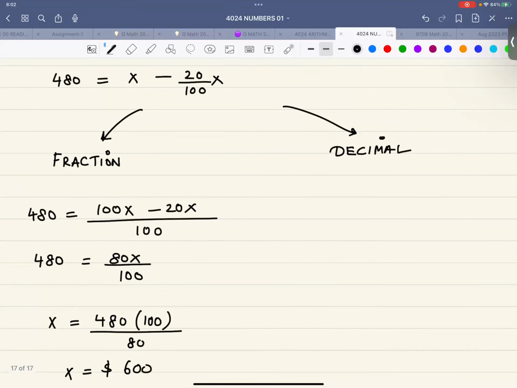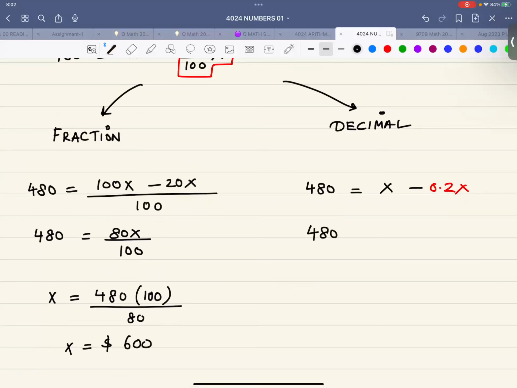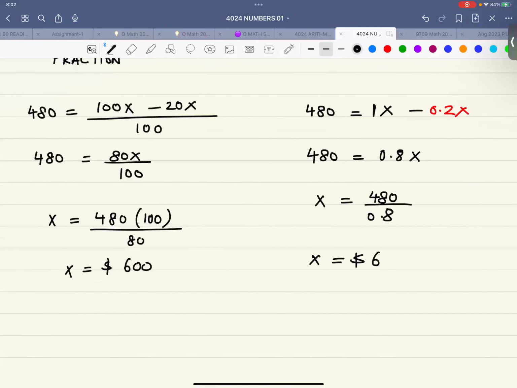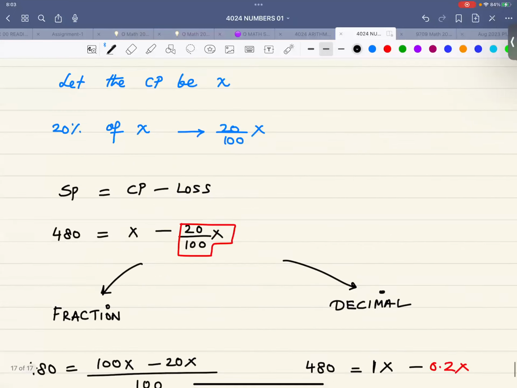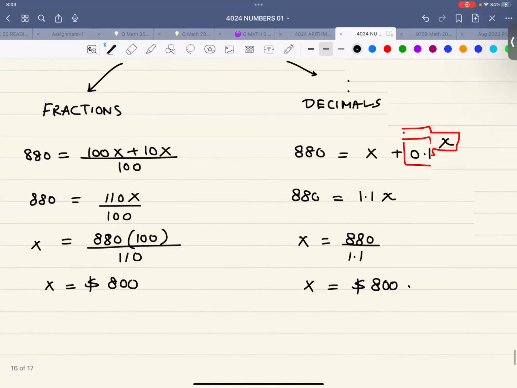If I work in decimals, I'll write 480 equals x minus this value 20x over 100. That is 0.2x. So therefore, 480 equals 1x minus 0.2x. That is 0.8x. Therefore, x is 480 divided by 0.8. The value of x again comes out to be $600. So this is another example of the algebraic method. Definitely the ratio method is easier.